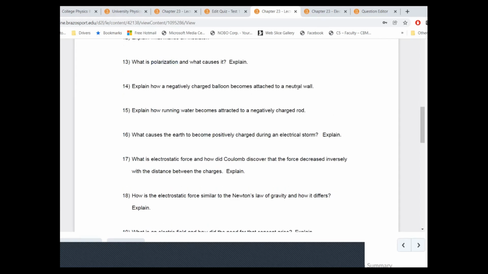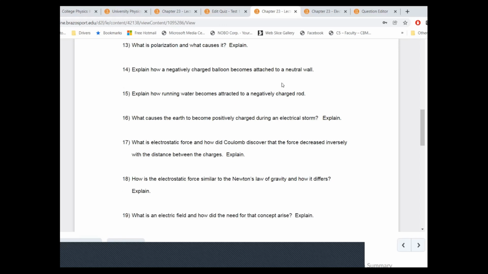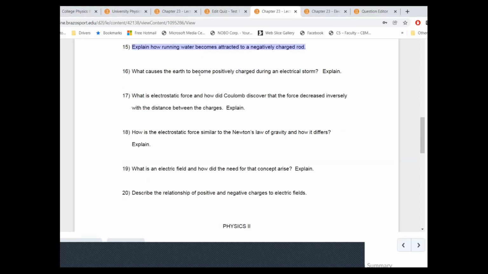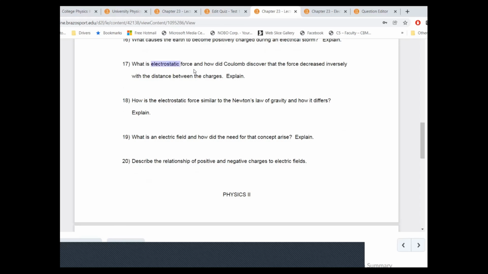So the balloon becomes attracted to a neutral wall if it's negatively charged because of polarization. Water becomes attracted to a negatively charged rod because of polarization. The water molecules are polar molecules. Earth, which is initially negatively charged, becomes positive after the charge separation inside the planet because of polarization. Electrostatic force is the force between charges, and Coulomb must have known that the force decreases inversely with the distance because of polarization.